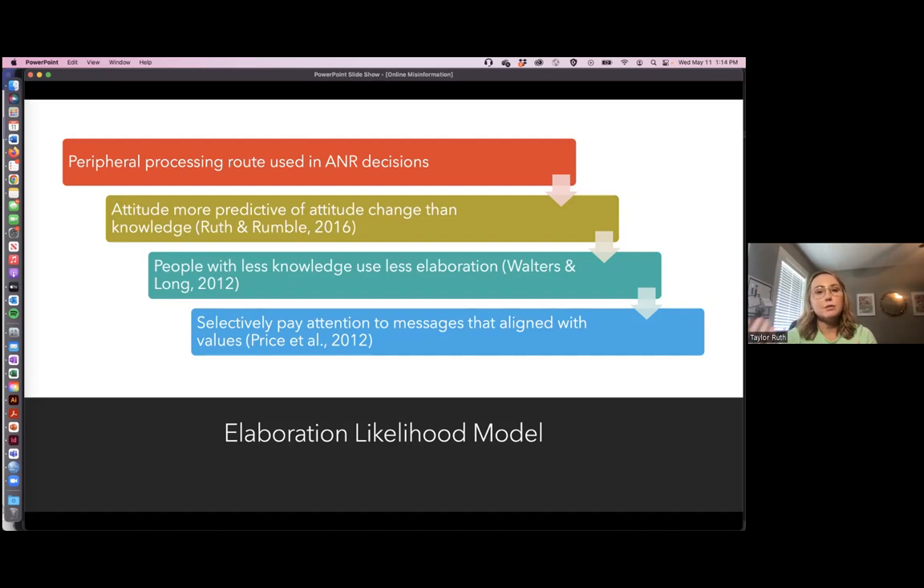And people are selectively paying attention to messages that align with their own values, which is what can help really spread that misinformation in the first place. So I think this is a really relevant theory to consider when we're communicating with others, especially within your context with wildlife and conservation, because people might not have the knowledge to fully process it. So we have to think about what are those peripheral cues to help shape that attitude instead.